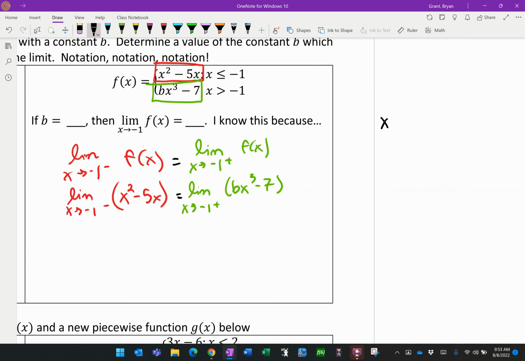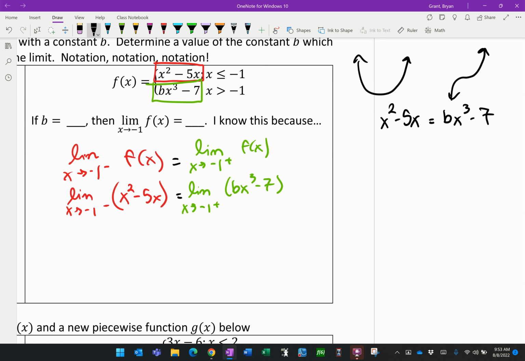They would say, oh, x squared minus 5x needs to equal bx cubed minus 7. As soon as you write that, that is incorrect. These two are not equal to each other, right? This is a parabola, and it does its own parabolic thing. This is a cubic function, and it does something like this. They are clearly not the same graph.